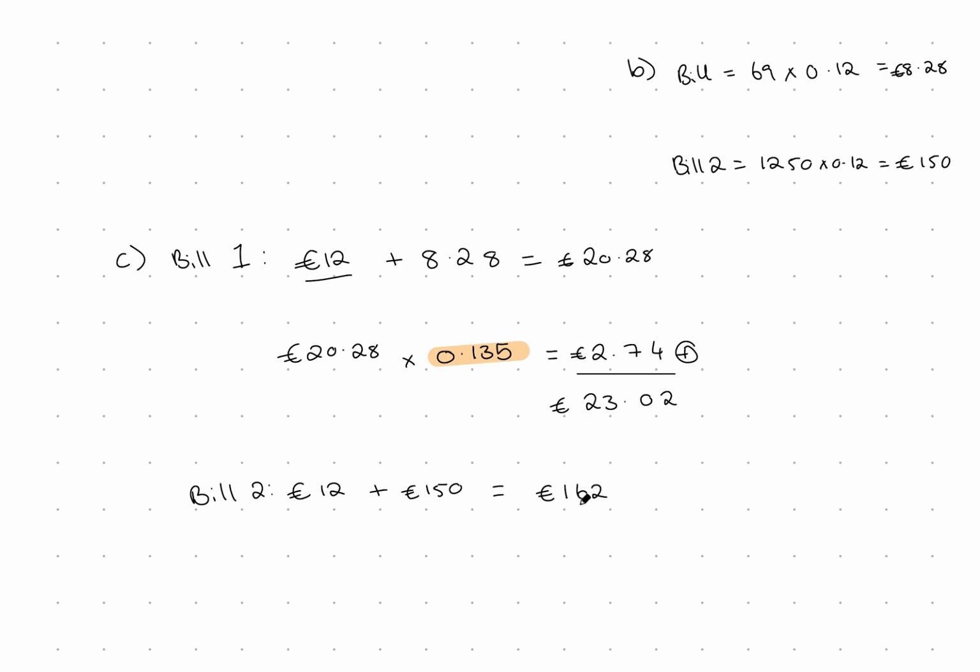Then I need to get VAT on this, so the value added tax onto that. I'm going to need to multiply it by my 0.135. So I've got 162 multiplied by 0.135, and what I'm going to get here is €21.87. And I need to then add that on because it's value added tax, meaning add it on to what we had originally. And the total here I'm going to get is €183.87.